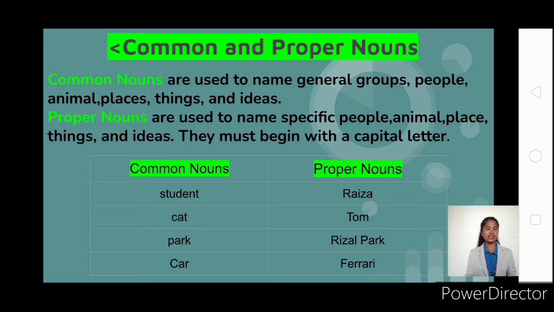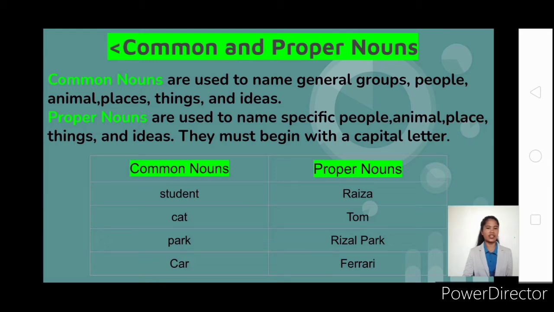While proper nouns are used to name specific people, animals, places, things, and ideas, they must begin with a capital letter. So, proper nouns, ito yung mga specific na pangalan ng tao, ng hayop, ng lugar, ng mga bagay, at iba pang mga idea o pangyayari. At nagsisimula sa malaking letter. So, let us take a look at this example of common nouns and proper nouns.